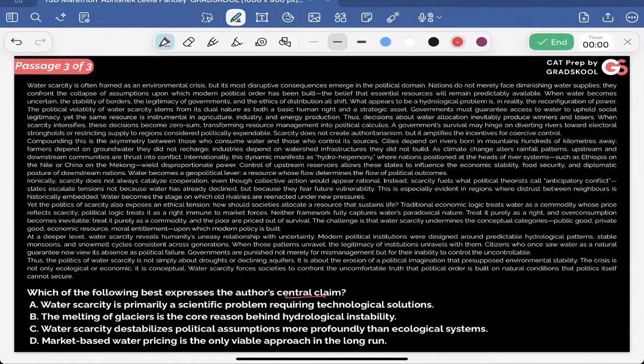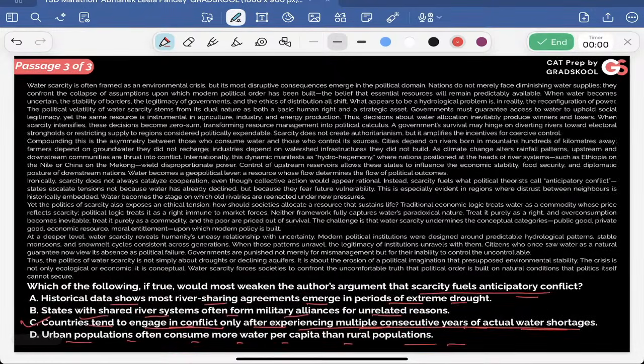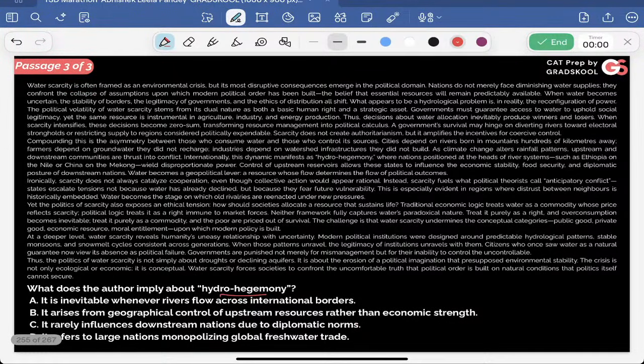What is the central claim here? Water scarcity is primarily a scientific problem? No. जहाँ पे politics वाला आएगा वही होगा हमारा. Melting of glaciers, not mentioned. Water scarcity destabilizes political assumptions. Market-based water pricing is the only viable approach. C is the correct one. That is the main idea, central idea. All right. हमने C और D क्वेश्चन 3 और 4 कर दिया है.